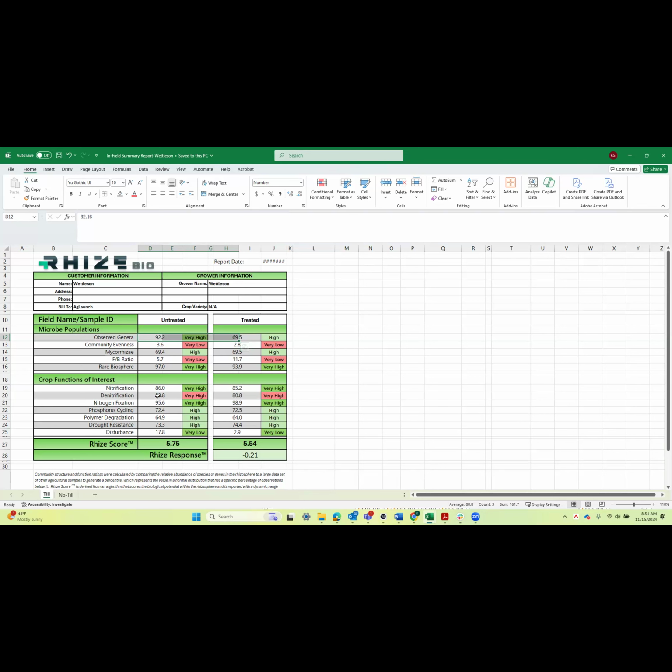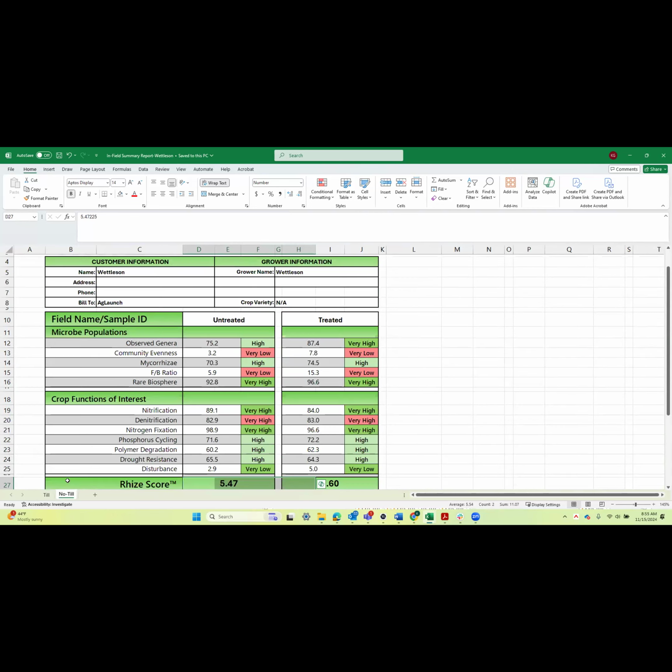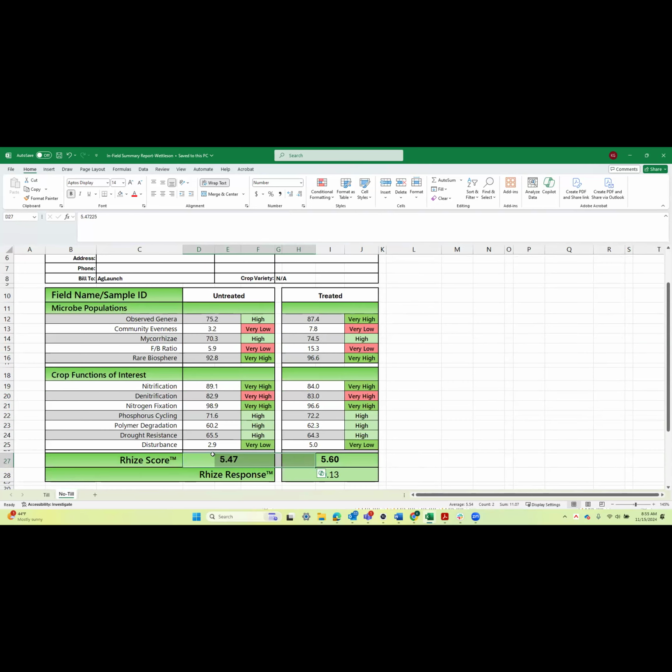Not a huge change, I would say, in this sample, but overall, partly because of this loss in observed genera, we do see a slightly negative response. We still see really high nitrogen cycling, good phosphorus cycling, good polymer breakdown, but a little bit less complex and competitive microbial community in the till sample. And this is for the greenhouse. We didn't get any in-field samples here.